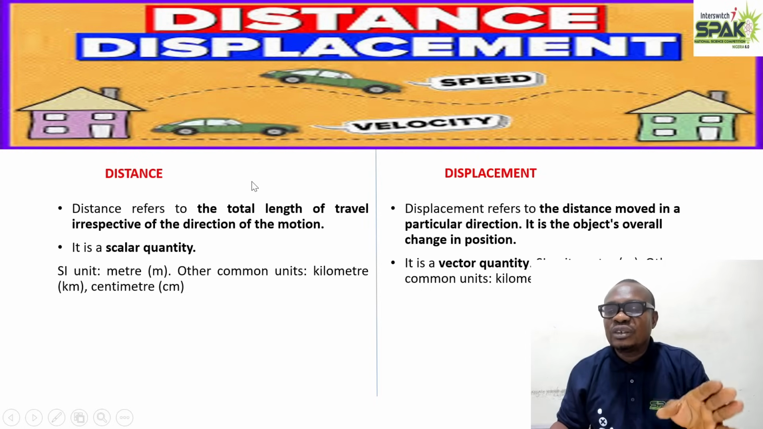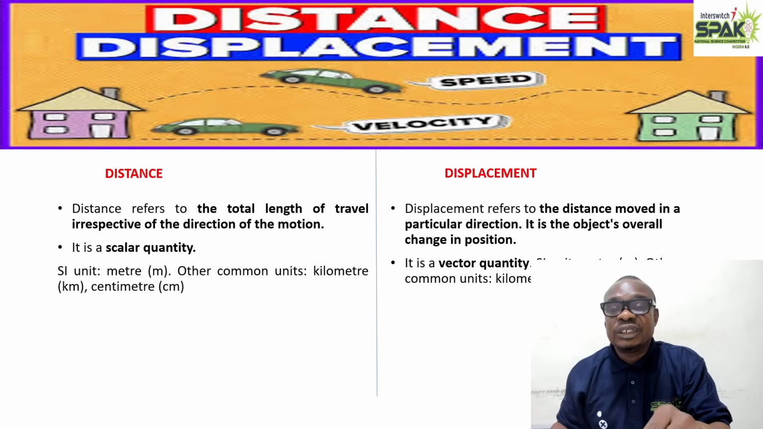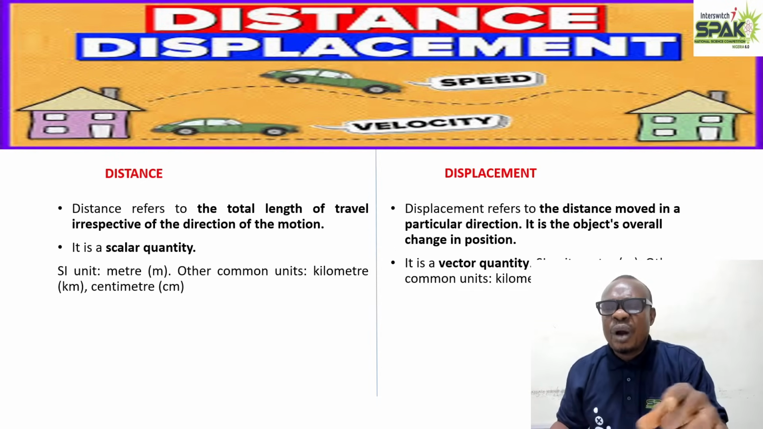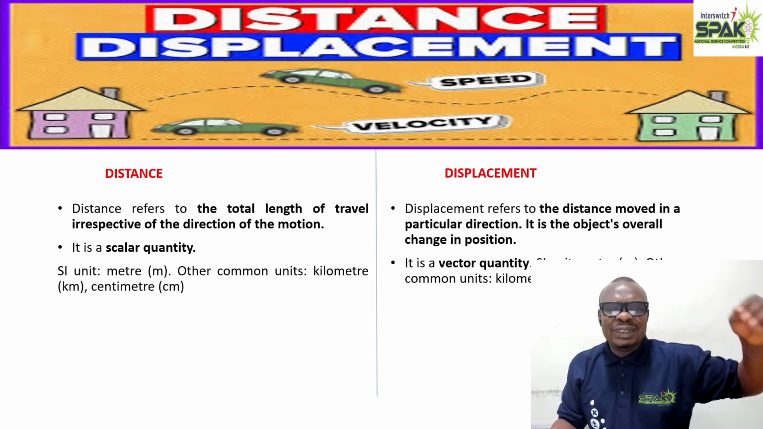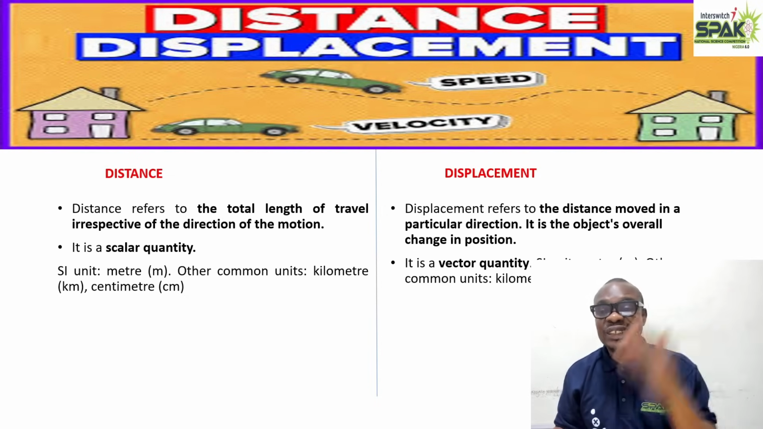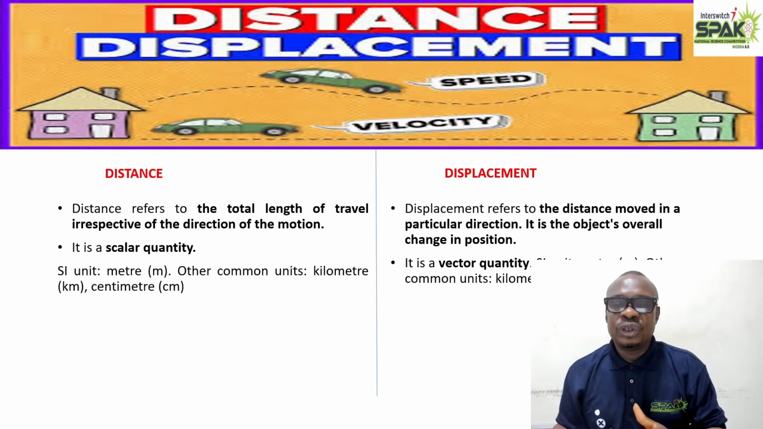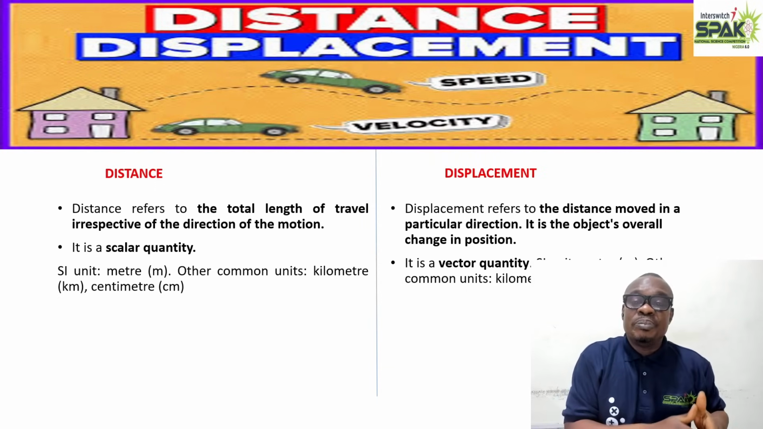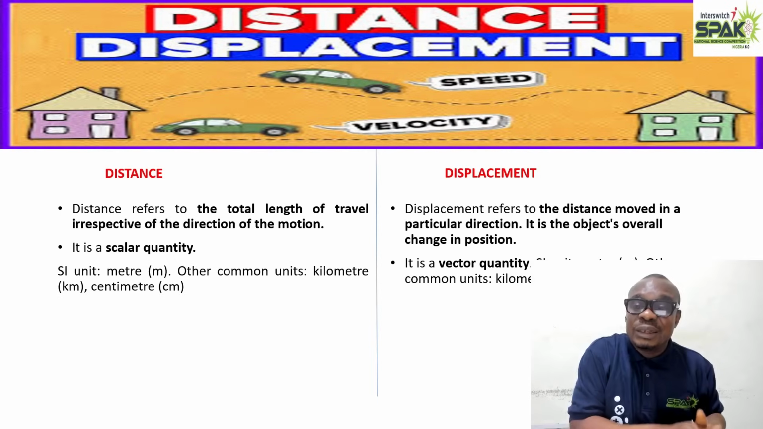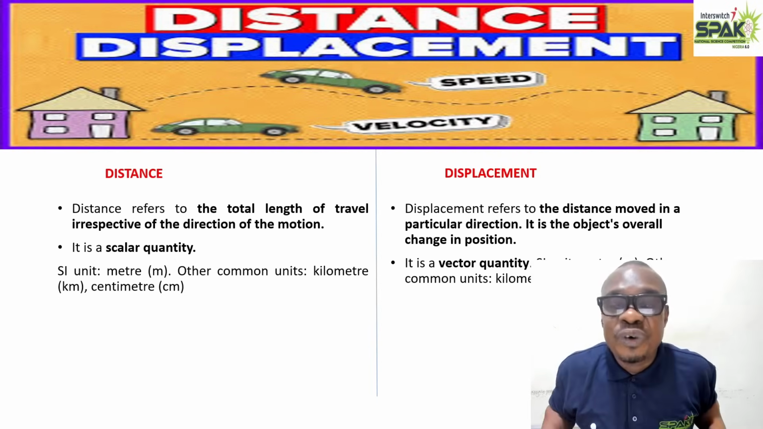It is the object's overall change in position. To obtain the displacement, the overall change, that means it should be the direct distance from the starting point to its end point. It does not refer to the path followed, but the shortest distance from the starting point to the end point, which we are going to explain further in the next video.